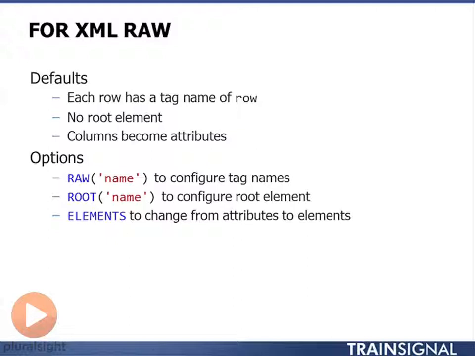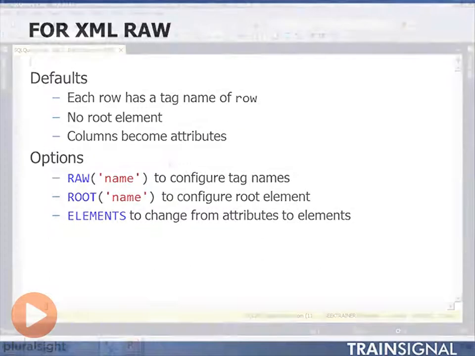Now, if we want to change that behavior, we can specify the name that we want for each row into the RAW command. If we want to specify a root element, we can do that by using the ROOT command. And then finally, last but not least, if we're not happy with the attributes, what you're going to notice is that we can swap those out with elements. Let's take a look at utilizing FOR XML RAW.